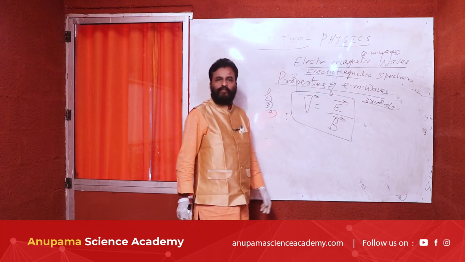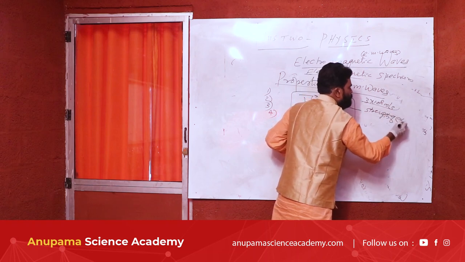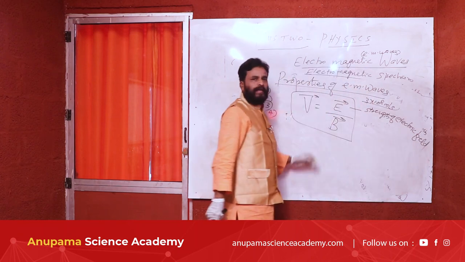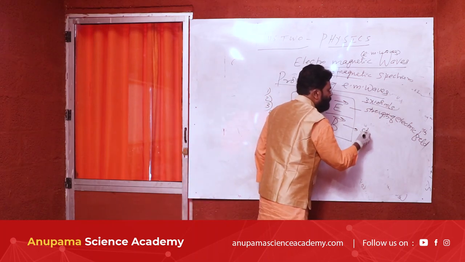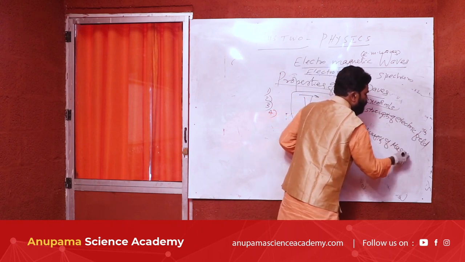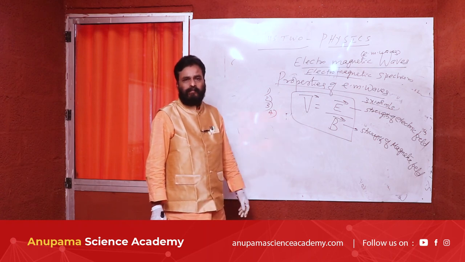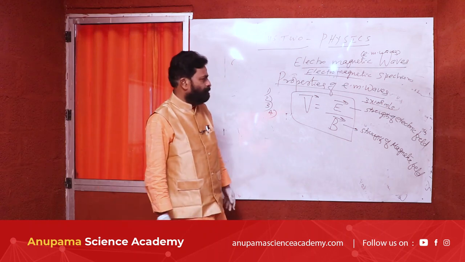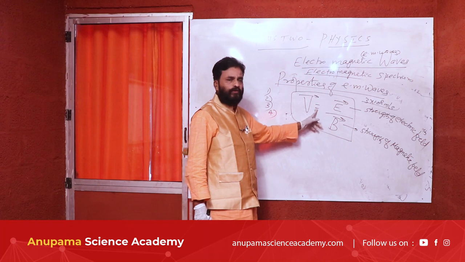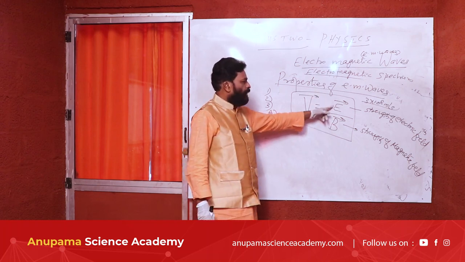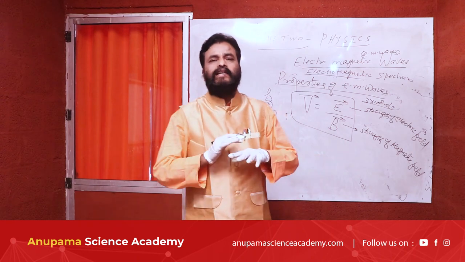V vector, the velocity of the electromagnetic wave, equals vector E divided by vector B. Vector E is the strength of the electric field, the electric field intensity. Vector B is the strength of the magnetic field, the magnetic field strength, magnetic intensity, magnetic flux density. So this is the equation for the velocity of an electromagnetic wave.